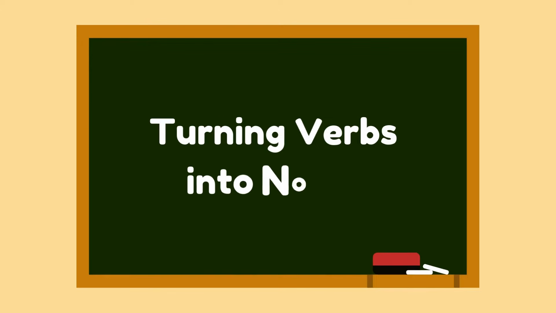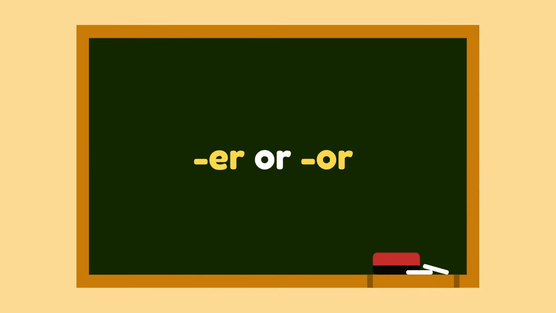Now, here's the fun part. Sometimes we want to talk about the person or thing that does the action. How do we do that? By adding er or or to the end of the verb. Let's look at some examples.